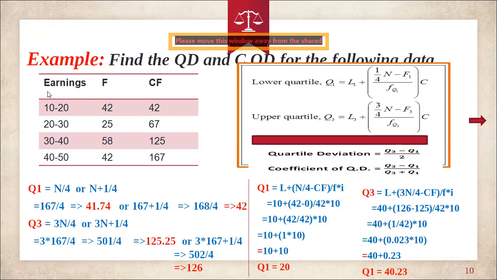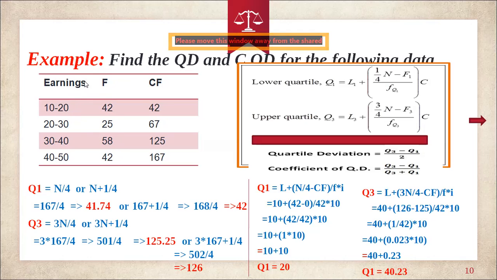You can consider earnings and frequency. For example, this is the income earned by a particular person in thousands. From 10,000 to 20,000, how many members are earning? 42 people. From 20,000 to 30,000, 25 members are earning. From 30,000 to 40,000, 58 persons are earning. From 40,000 to 50,000, 42 members are earning. So this data is given to find out the quartile deviation and coefficient of quartile deviation.